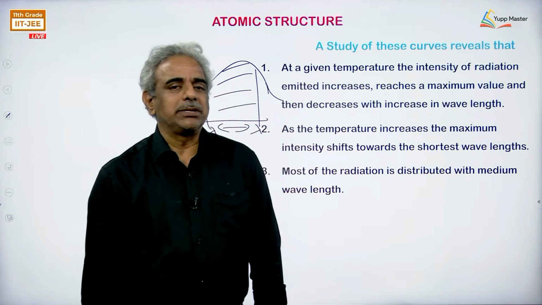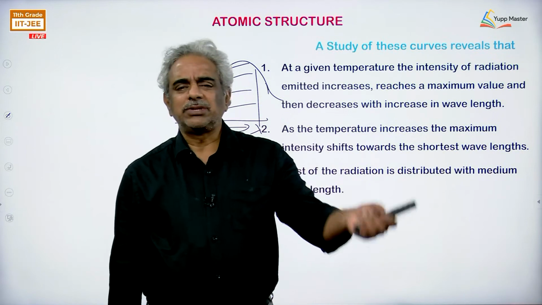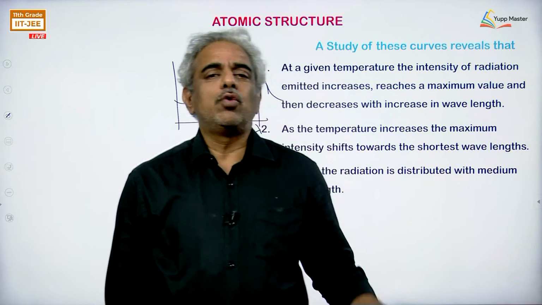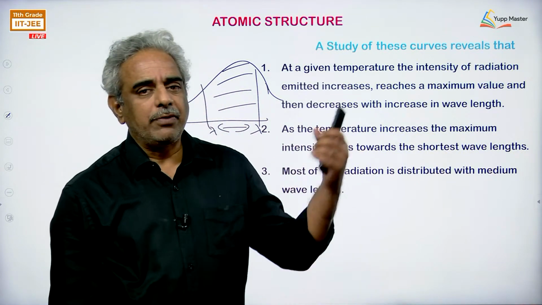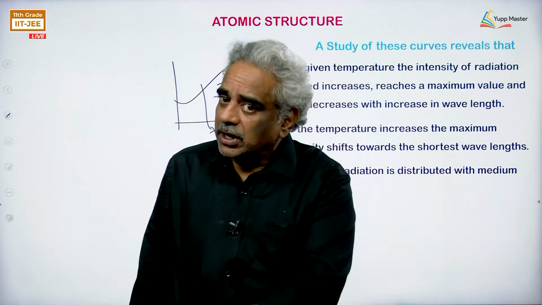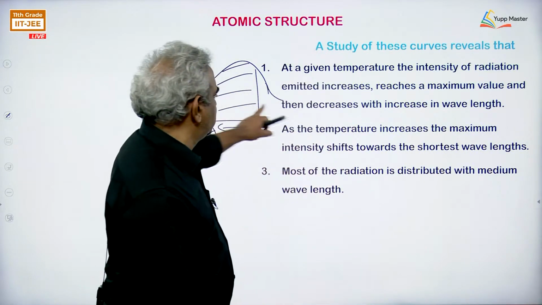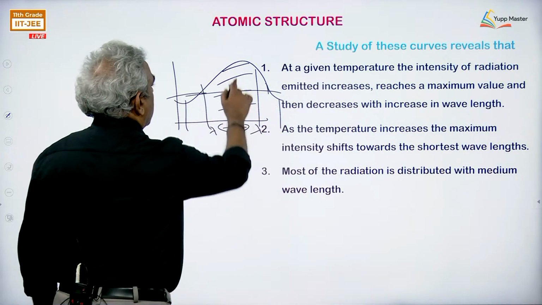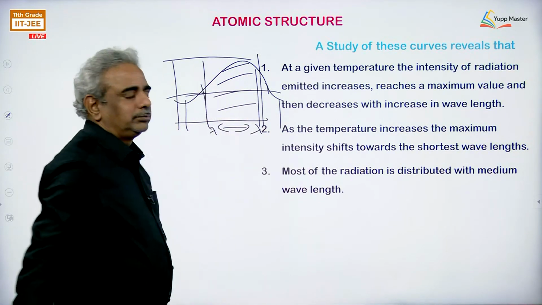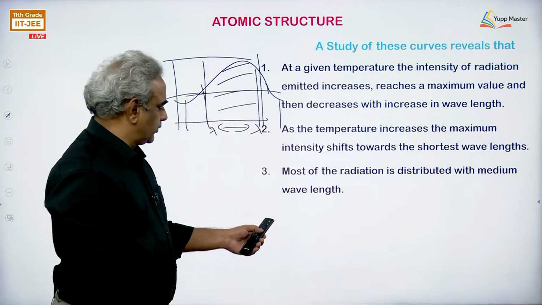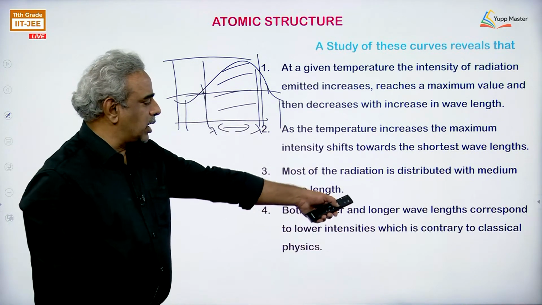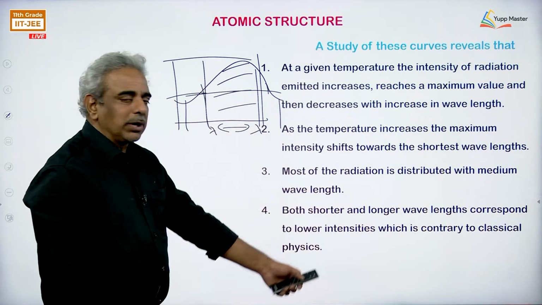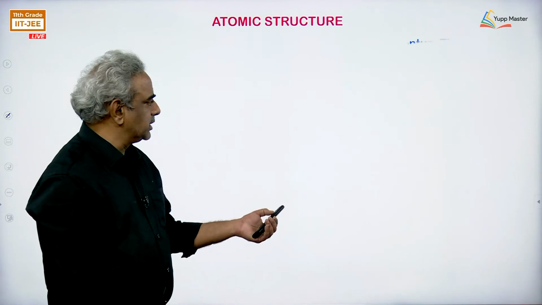Similarly, when you raise the temperature of a body, most of the vibrations will have moderate frequencies, so moderate wavelengths. Very few vibrations will be with very high frequency, very few will be with very low frequency. So, the curve is like this: less intensity at high and low, high intensity at moderate. Black body radiation. Both shorter and longer wavelengths correspond to low intensities, which is contrary to classical physics. That is what we were discussing.